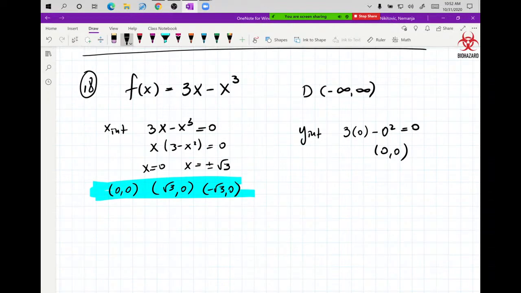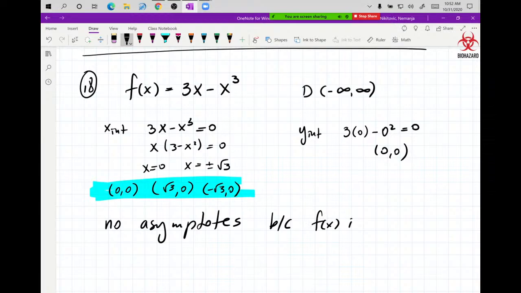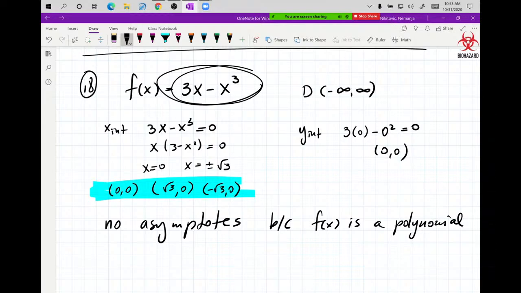Okay, asymptotes. No asymptotes because f of x is a polynomial. They don't have asymptotes of any kind, ever, when you just have a vanilla polynomial like this. If you divide a polynomial by something, sure, as soon as you have a denominator, right? And then ln and e, they all have. Sine and cosine don't have asymptotes, but then the other four do. Inverse ones, again, have or do not have asymptotes. So you have to be careful, right? But in this case, no asymptotes.